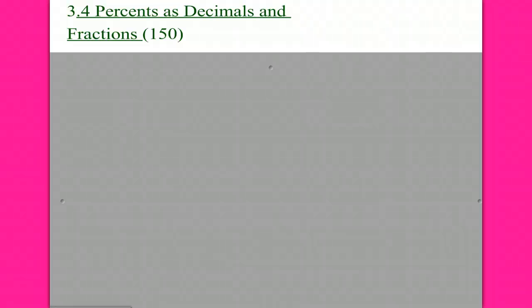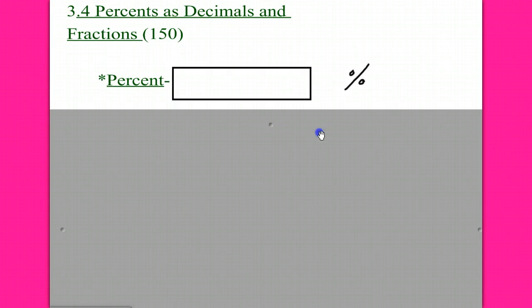Okay, so we are in chapter 3, section 4 today, percents becoming decimals and fractions. Okay, so kind of fun. We're going to change percents to decimals and fractions. Okay, so we've already talked a little bit about percents this year.